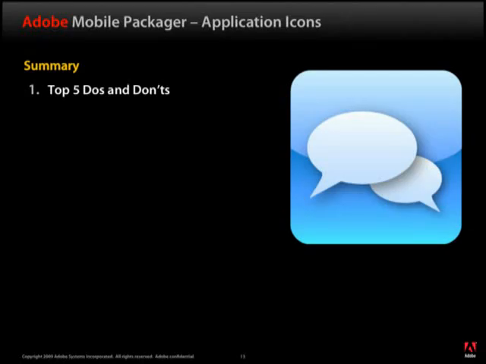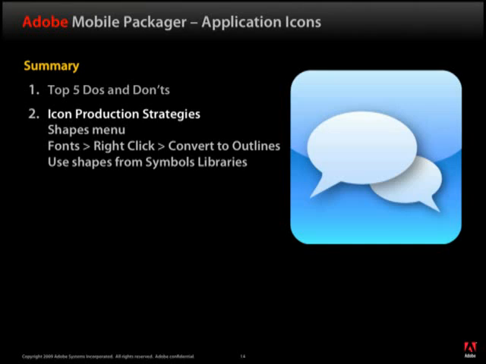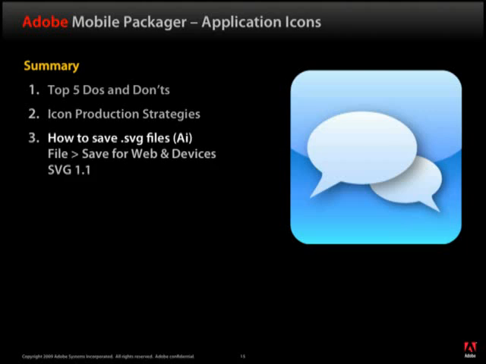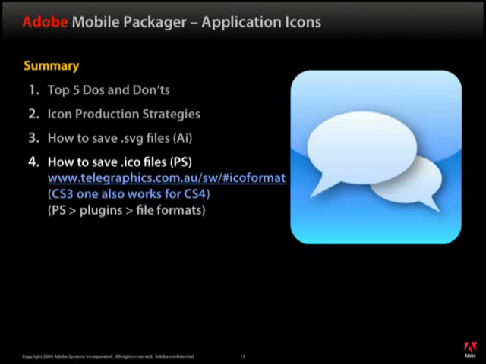In sum, we've taken a look at the top 5 do's and don'ts of creating great application icons. Inside Adobe Illustrator, we've found ways to leverage the Shapes menu, common fonts, and symbols found in the libraries. We've saved our icons as SVG files for Symbian Series 60 devices by going to the File menu and saving for Web and Devices. For Windows Mobile, we've saved ICO files using a plugin you can find at telegraphics.com. So with a few inside tips, it's easy to create great application icons.